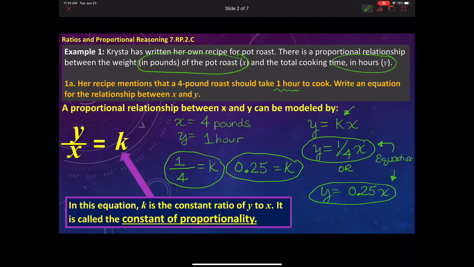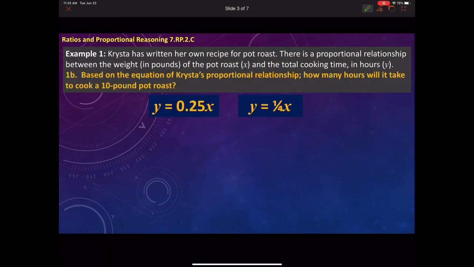And then knowing that, it's going to help you answer these follow-up questions, which are right here. Same example here. For example 1, we're talking about the pot roast. But for 1b, it says based on the proportional relationship that we got for Krista's pot roast recipe, how many hours will it take to cook a 10-pound pot roast?